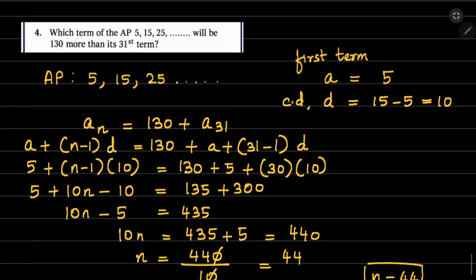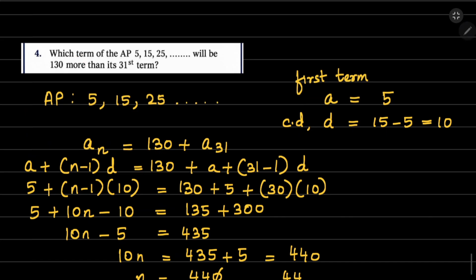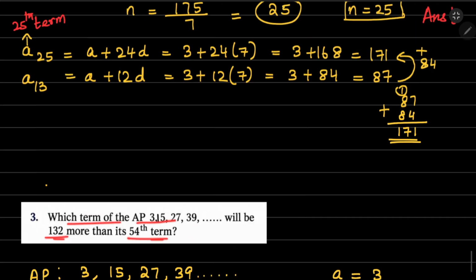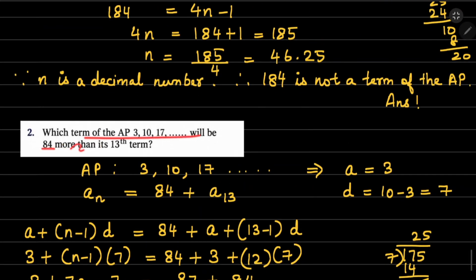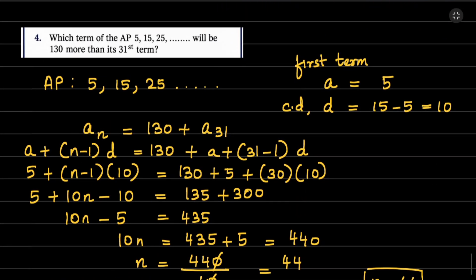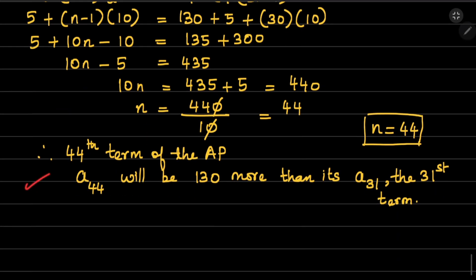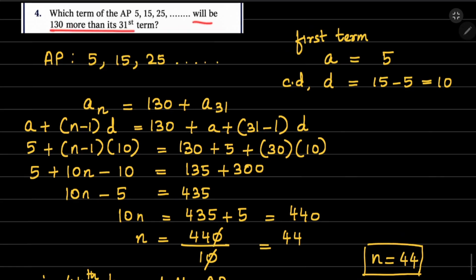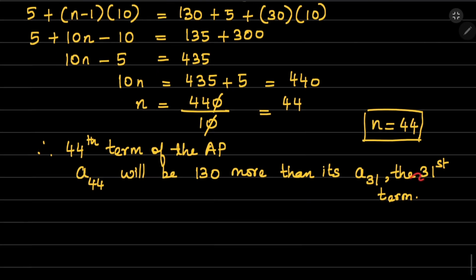So we have done 3 questions of the same kind, wherein you have to find which term of the AP will be some number more than another term, such as which term will be 132 more than the 54th term, or which term will be 84 more than. By now you should be clear, and these kinds of questions should be solved the same way, and at the end you can write the statement that the 44th term will be 130 more than its 31st term. 31st term is denoted by A31. 44th term is denoted by A44.